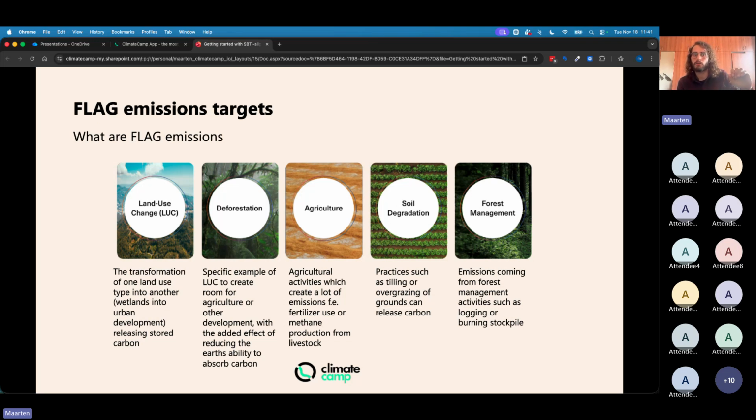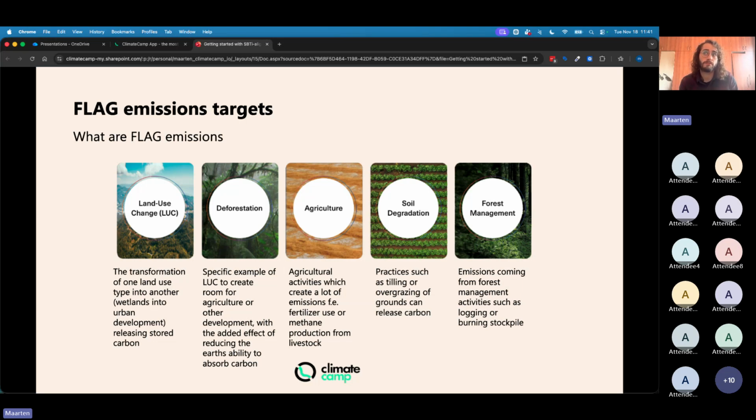We will see later that almost 80% of the impact comes from deforestation under FLAG emissions. We also have agricultural activities as an important part of FLAG emissions. So you have certain activities which create a lot of emissions, or that create emissions with a lot of global warming potential. Fertilizer use, methane production from livestock, these types of activities create an added effect on top of the general carbon generating activities. Soil degradation, maybe also not unfamiliar to the people in the agriculture business. Practices such as tilling, overgrazing of the grounds can release carbon stored within.